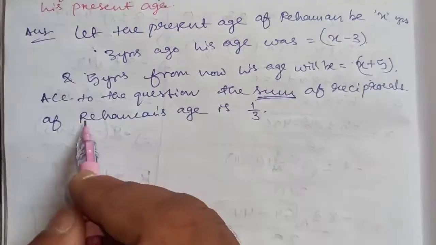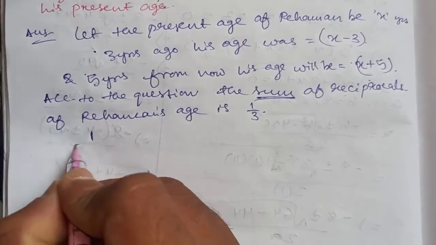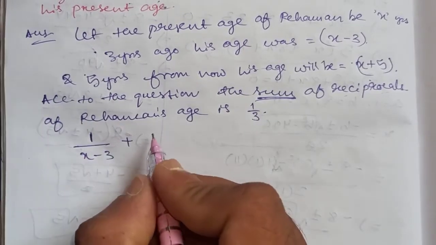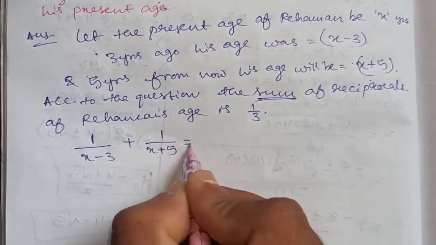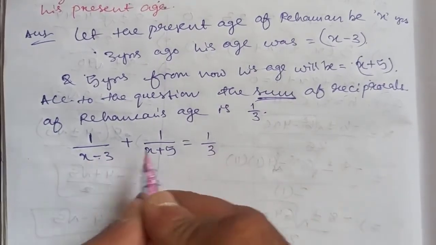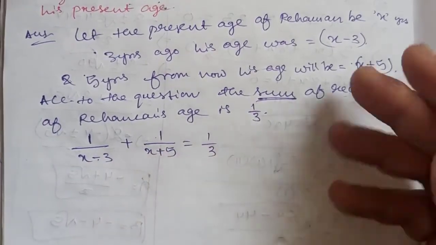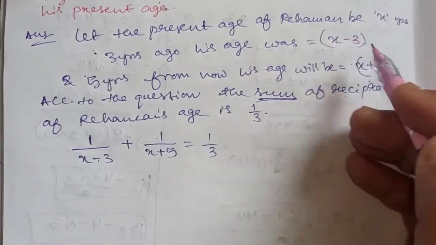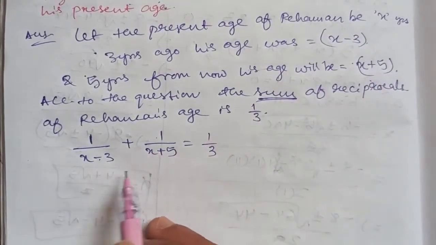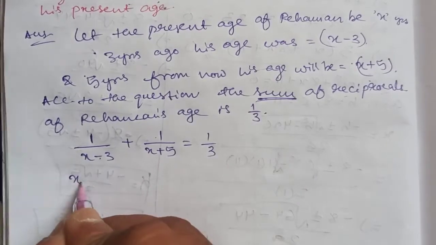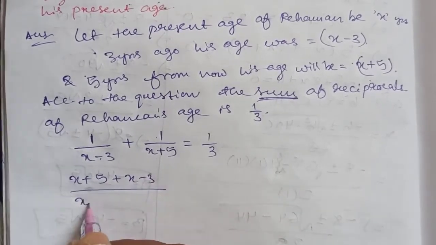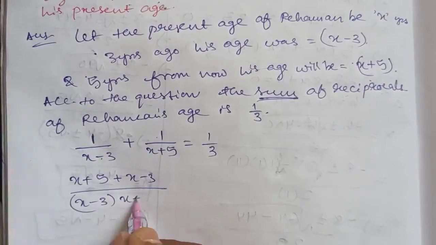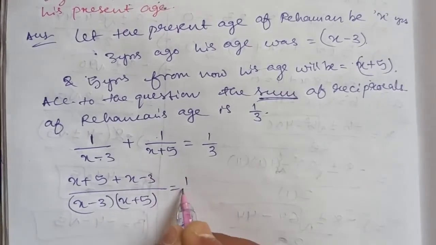So sum means plus. We will add the age 3 years back and we will add the age 5 years from now, that is x plus 5, equals 1 by 3. This is called the reciprocal: reverse of x minus 3, reverse of x plus 5. Now cross multiply. x plus 5 plus x minus 3 equals x minus 3 into x plus 5, equals 1 by 3.